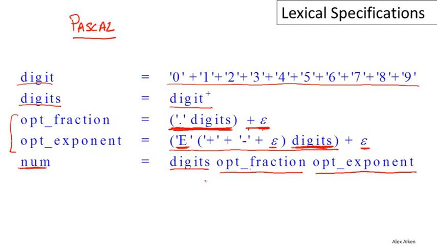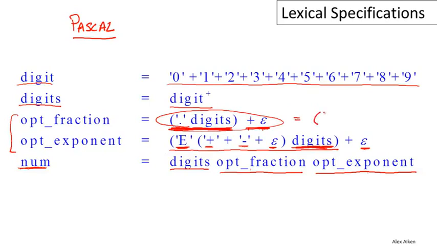The whole sign might be absent. And then what are the possibilities for the sign? Well, it could be negative or it could be positive. So either there's a positive or negative sign or no sign, in which case presumably it's interpreted to be positive. Now this idiom, where we have plus epsilon to indicate that something is optional, is also extremely common. And so there's another shorthand that many tools provide.